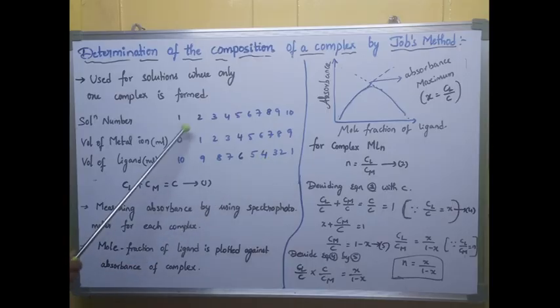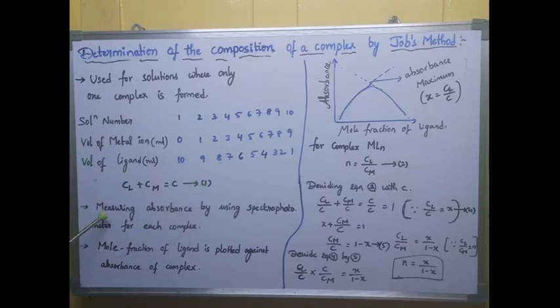So it is continued like that. If you add both, you will get a constant value, 10. If I add both the volumes of metal and ligand, I'll get 10. So from that I can write this equation: concentration of ligand plus concentration of the metal is equal to C, which is a constant value. This equation is numbered 1.